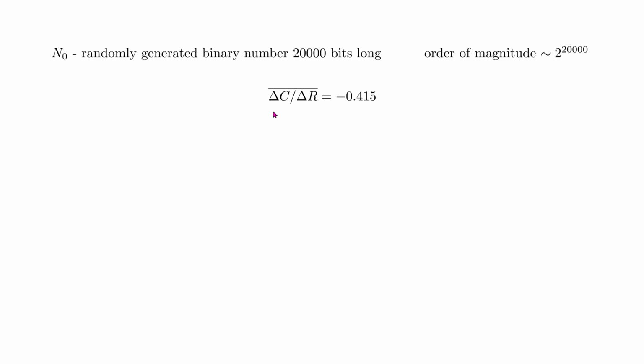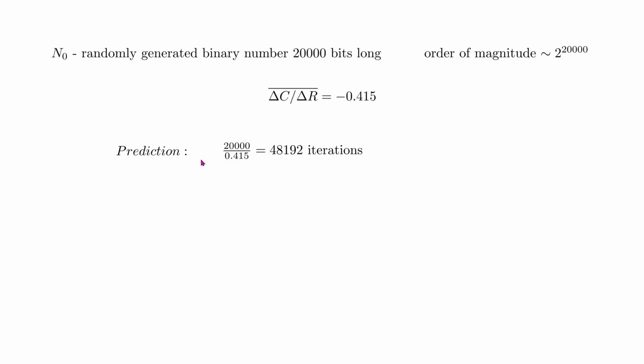Based on our previous result, when iterating this number, we should expect to see a decrease in the length of this number by 0.415 column or bit per iteration or row. So based on this rule, we can easily predict when this number should decrease to 1 or should reach 1.